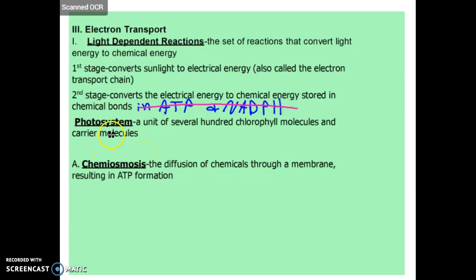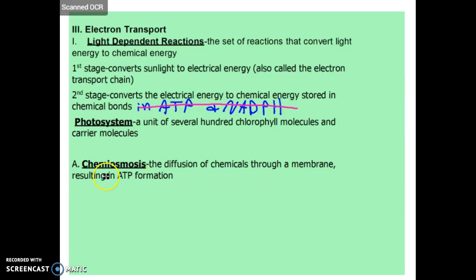And just a vocabulary word that I think is important, a photosystem. And there's a couple of different photosystems that exist. A photosystem is just a unit of a whole bunch of these chlorophyll molecules and carrier molecules that are all kind of linked together and work together. So that's what a photosystem is.